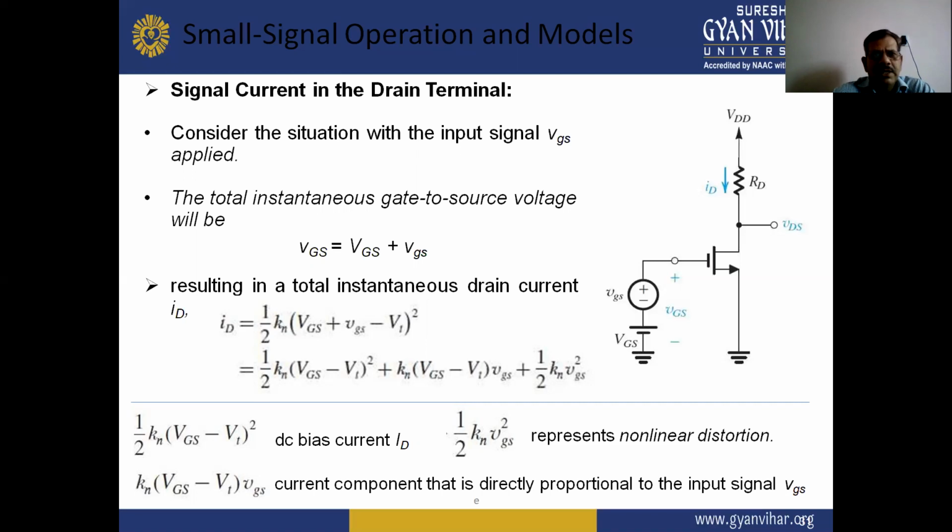Next, what is the signal current in the drain terminal? We consider the situation with the input signal vgs applied here in this figure. The total instantaneous gate to source voltage will be vGS equal to VGS plus vgs from this circuit diagram. The resulting total instantaneous drain current iD will be equal to 1/2 Kn (VGS plus vgs minus VT) whole squared, which equals 1/2 Kn (VGS minus VT) whole squared plus Kn (VGS minus VT) vgs plus 1/2 Kn vgs squared.